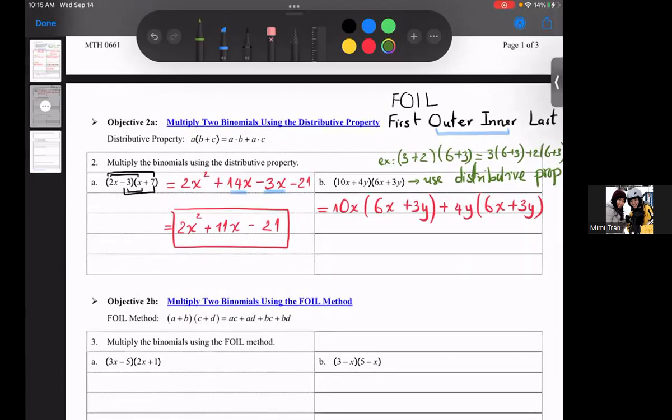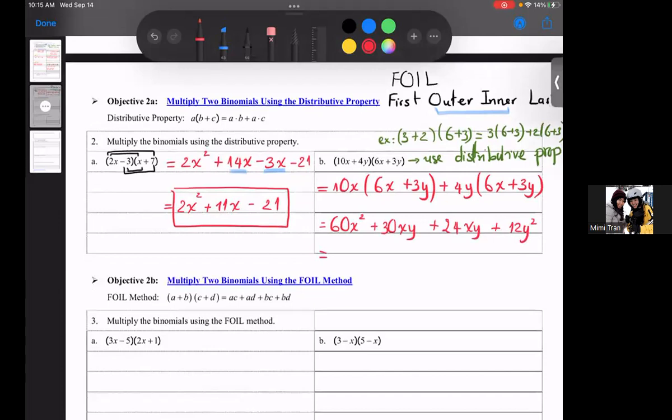10x times 6x is 60x squared. Right? 10x times 3y, 30xy. 4y times 6x, 24xy. And then 4y times 3y is 12y squared. Yeah, it's the same thing. You're gonna combine the middle terms regardless. So 60x squared plus 54xy plus 12y squared. It's a longer method compared to FOIL. Which one do you like better, FOIL or distributive? The first one. I prefer the first one, especially when you go to higher math. Nobody does that anymore. It's distributive.